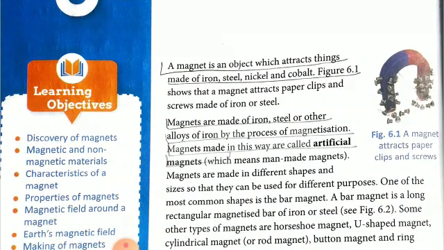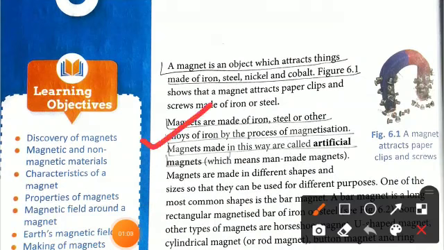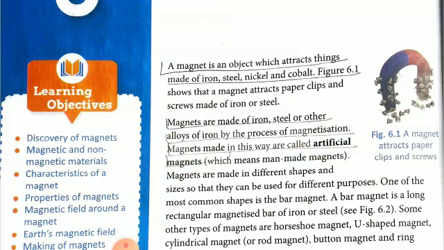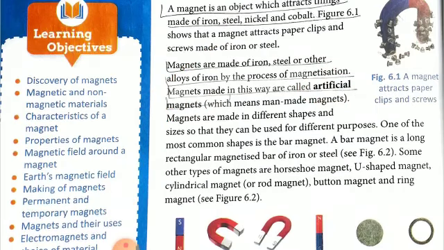How are magnets made? Magnets are made of iron, steel or other alloys of iron by the process of magnetization. Magnets made in this way are called artificial magnets. Here you can see it is written that these are man-made magnets, those magnets which we design through alloys.